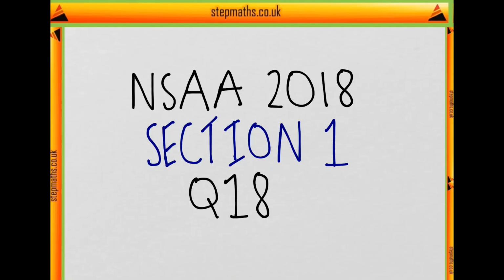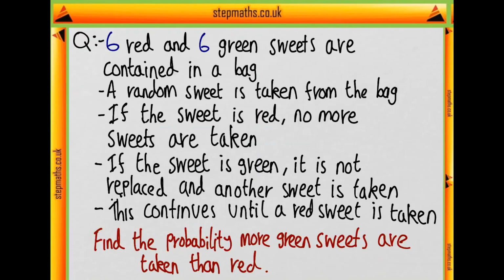This is question 18 from section 1 of the 2018 NSAA paper. In this question, we have 6 red and 6 green sweets which are put in a bag. And we're told that a random sweet is taken from the bag.